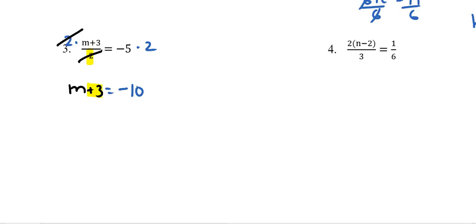Alright, so if I bring the 3 to the other side, this will be m equals to negative 10 minus 3, and this is m equals to negative 13. Okay, so hopefully that's okay.